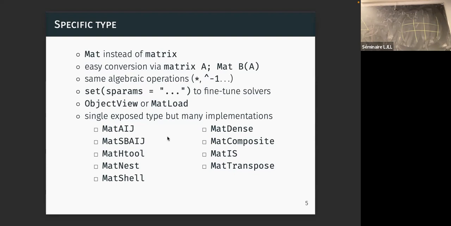We have also dense matrices, composite matrices, which are a product or a sum of different matrices which are not evaluated explicitly, but instead evaluated implicitly. Matrices for non-overlapping domain decomposition methods, and MatTranspose, which is used to represent the transpose of a matrix without assembling it explicitly.